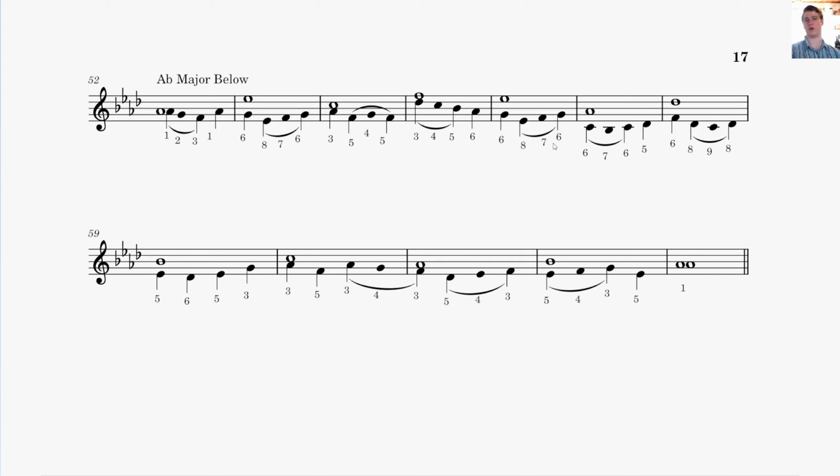So this brings up a good point, that when you have two imperfect intervals, they could be traveling in parallel motion if they're the same type of sixth, like a major sixth to another major sixth, but it's a lot easier just to call imperfect intervals consecutive intervals.